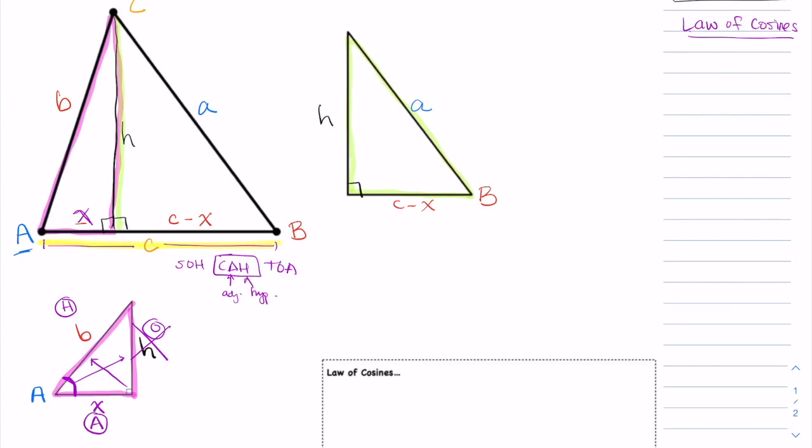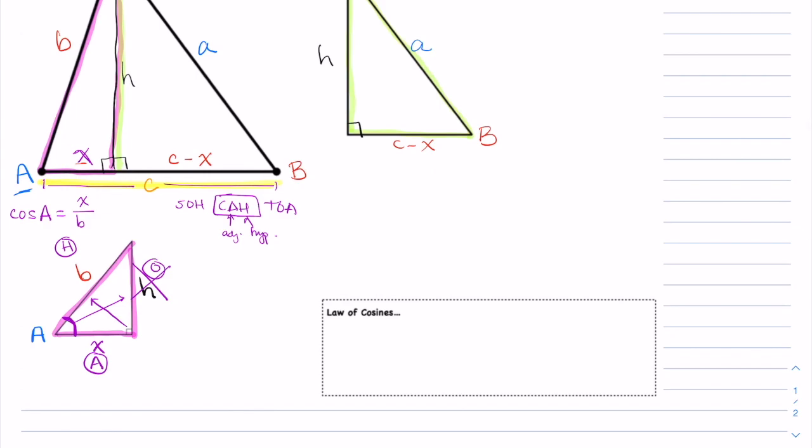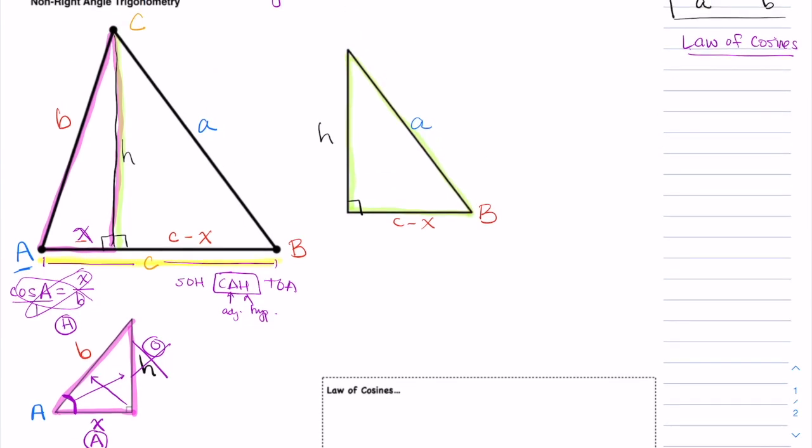So we could say the cosine of angle capital A is equal to x over b. And if we do a little quick cross multiplication, let me do it here, we could say 1 times x, or x, is equal to cosine capital A times b. But I'm going to write it in this order just so that we don't confuse the location of the lowercase b. Okay, so far that is one relationship that's going to come in real handy in a bit.